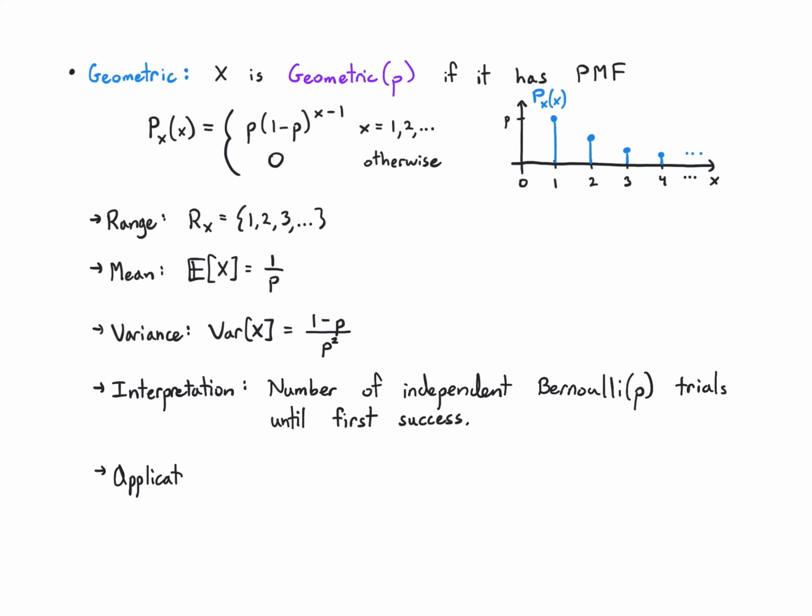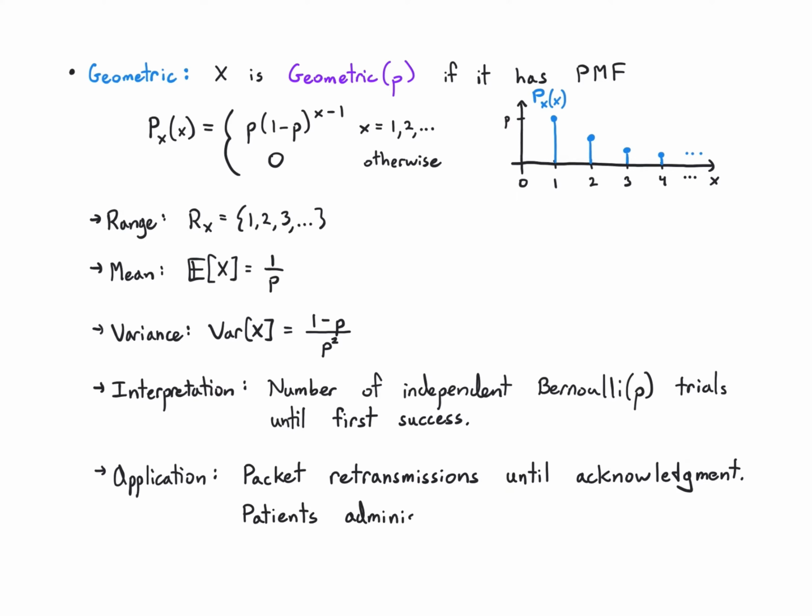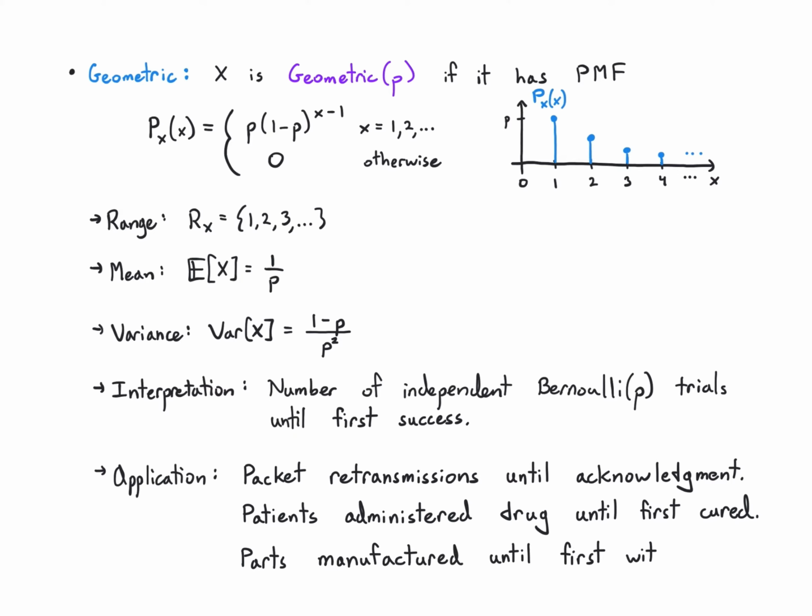So some applications would be the number of packet retransmissions you need until the router successfully acknowledges that it got the packet. It's the number of patients you would try an experimental drug on until you found the first patient that was cured. Or it could be the parts that you manufacture until you get the first part within your specifications. Okay, those are just a few applications.